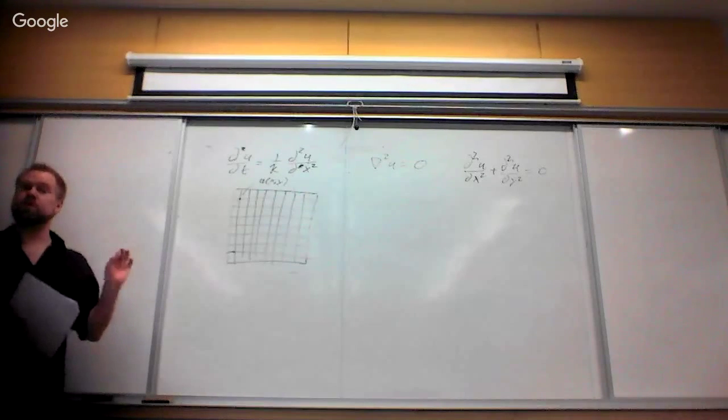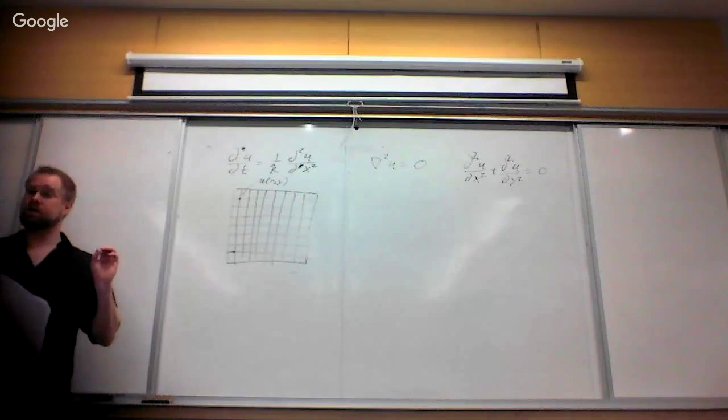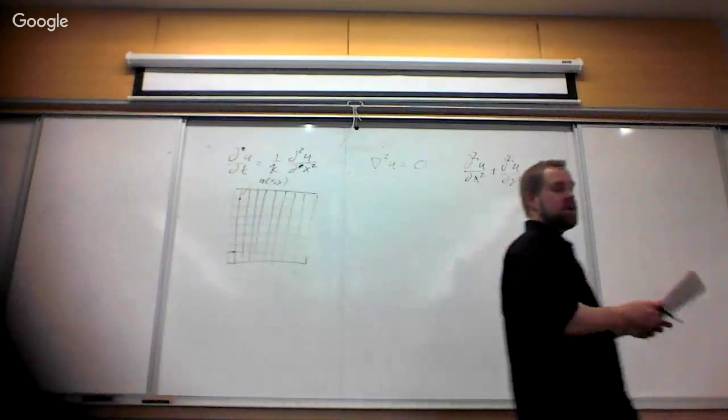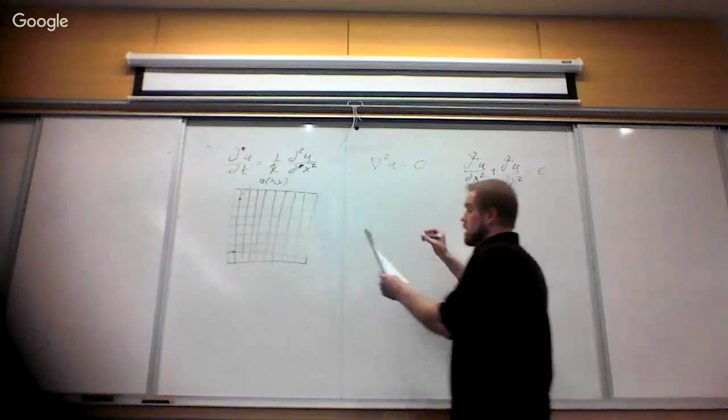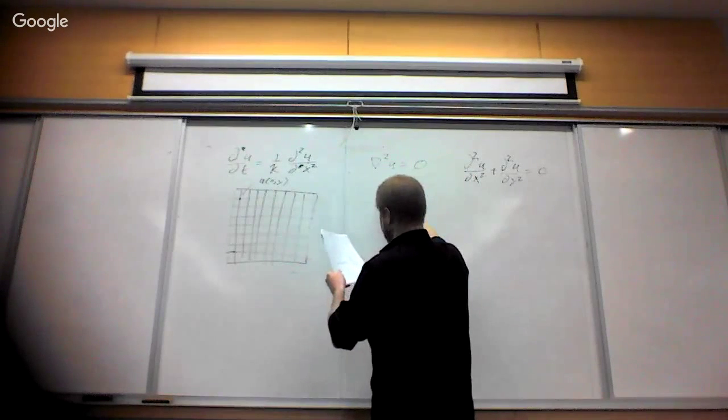If we need the value in between, we can always do some interpolation scheme. If we need an answer that's more precise, we can shrink the mesh size. Okay. All right. So, what are we going to do? Well, what we need to do is approximate these.